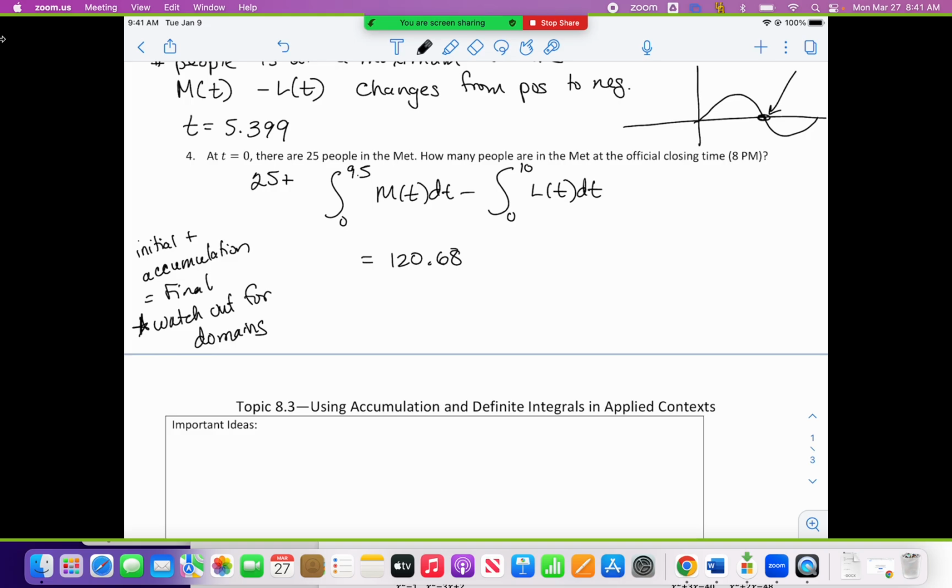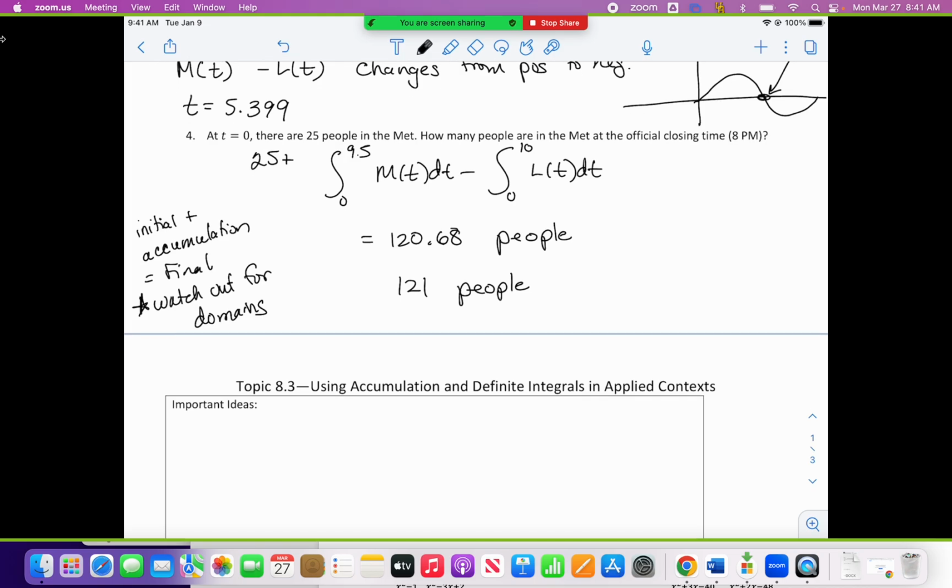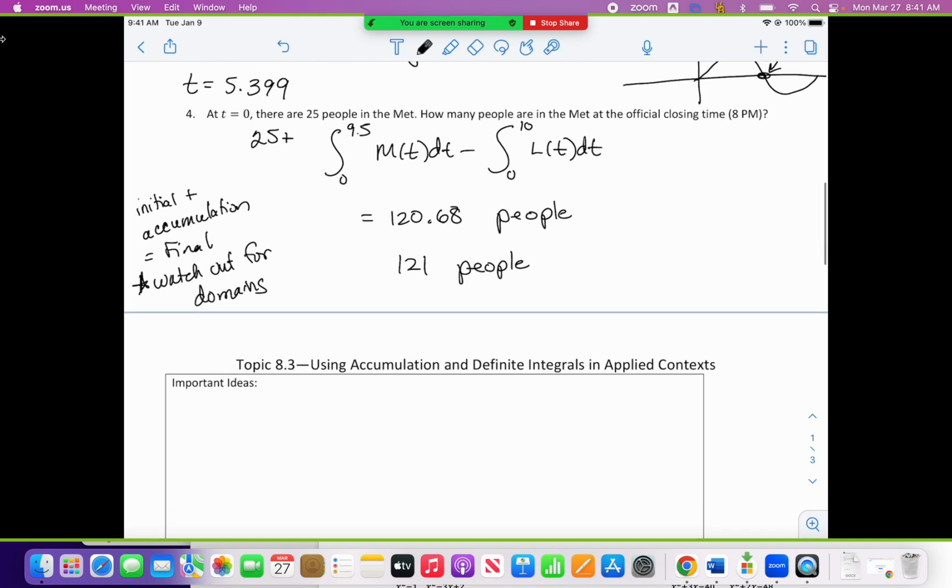Are you getting 120.68-ish? Okay, and that's in people. They're probably going to say to the nearest whole person, so we would probably say 121 people, because you can't have 0.68 of a person, I hope. All right. Are you getting it on the calculator? Are we able to enter this? Okay, good.